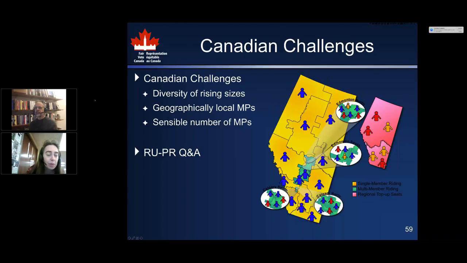Can rural urban be used without computers? And someone else asked this earlier up in the questions about STV. Can you count the ballots without computers? Yes, you can, but it takes longer. But so, you know, there's a short flip answer.